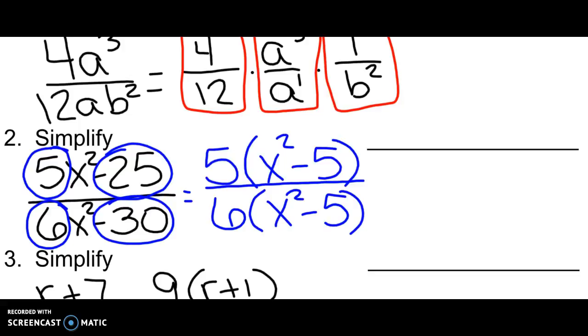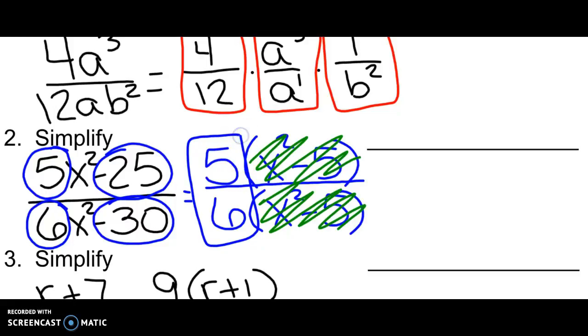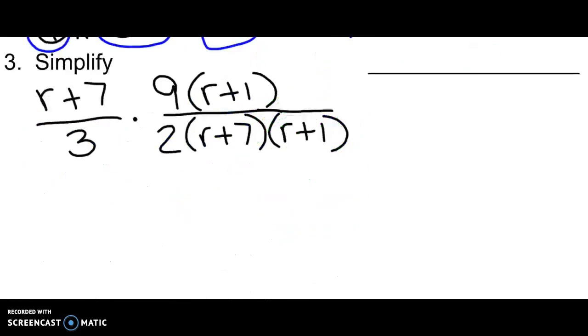All right, look, I see some factors that can be canceled out. The x squared minus 5, those two guys go together, and this one goes together. So your answer is just 5 over 6. And that's it. You can't do much else with that. Let's look at number 3.